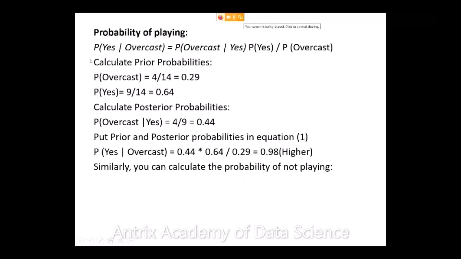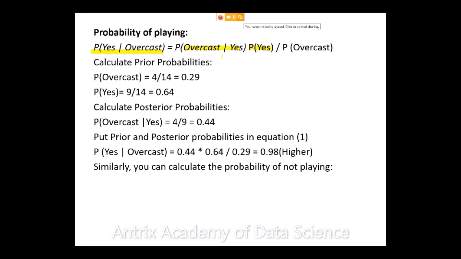Now my case is some probability I'm verifying. Let me take this highlight. Let me verify the probability of getting yes in overcast. I say the formula would be like this: I'm looking for the probability of yes given overcast, which is the probability of overcast given yes, multiplied by the probability of total yes, divided by the probability of overcast. That's the basic formula which we have taken.